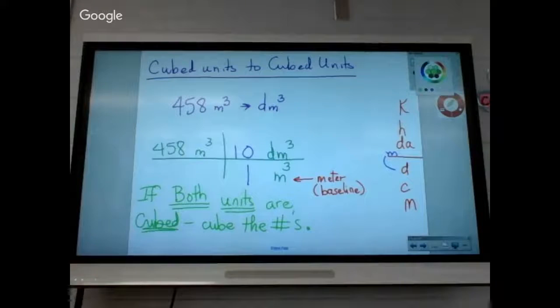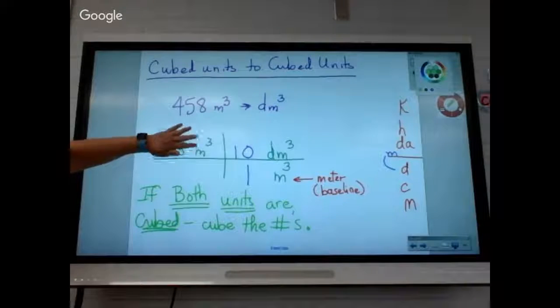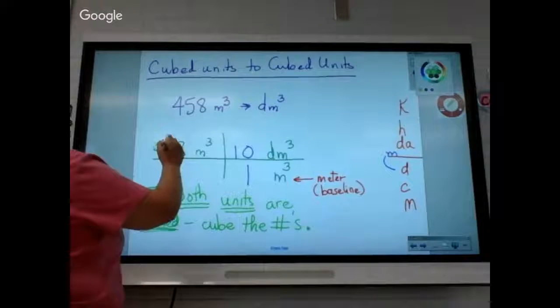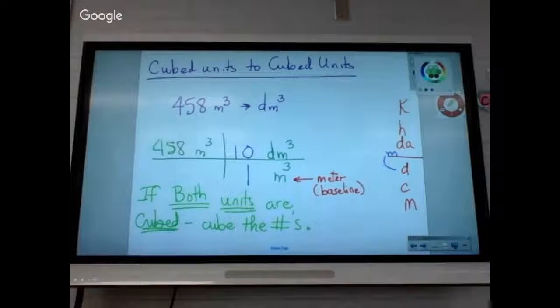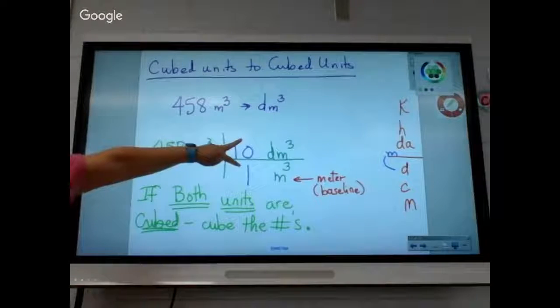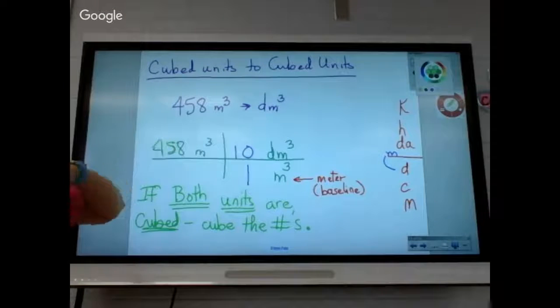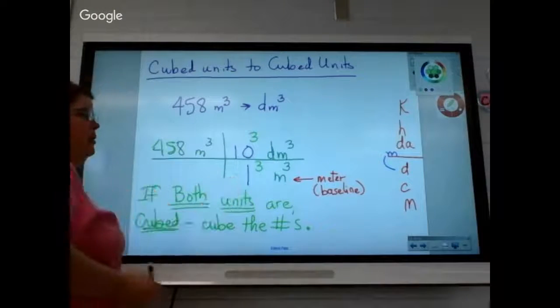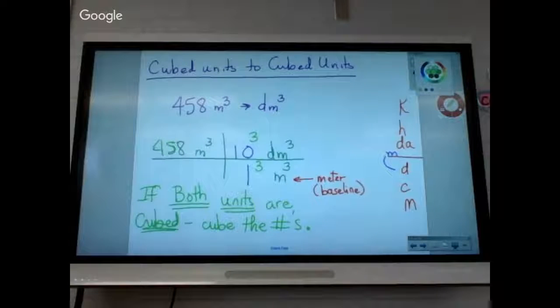Now, we don't cube the starting number. That was given. We don't cube the 458. That was starting data in the question. We leave that alone. We only cube the 2 numbers we put in. So we're cubing what numbers? The 10 and the 1, because those are the numbers we put in.